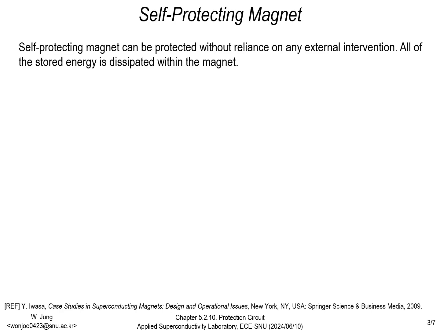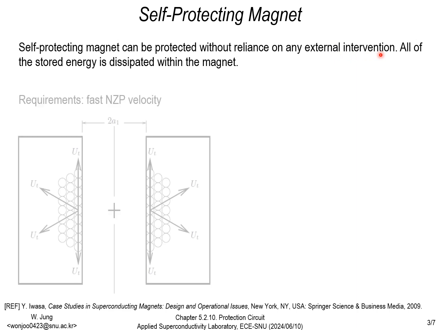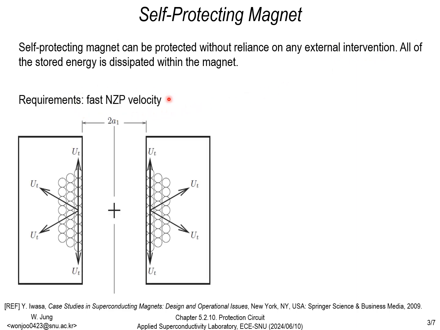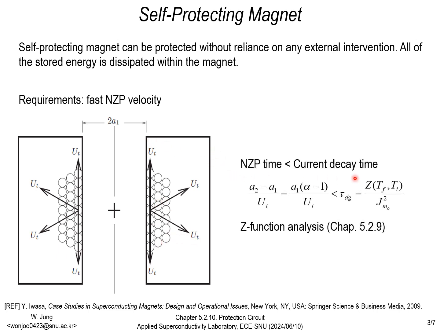First, let's talk about self-protecting magnets. These magnets can protect themselves without relying on any external intervention. The key requirement for a self-protecting magnet is that the normal zone propagation velocity must be fast. This means that the NZP time must be shorter than the current decay time, ensuring that all stored energy is dissipated within the magnet, preventing damage.